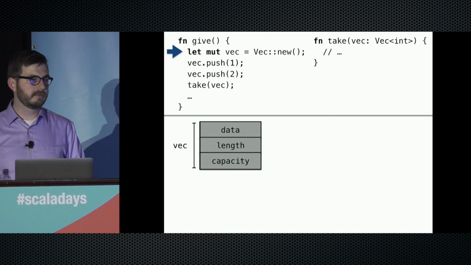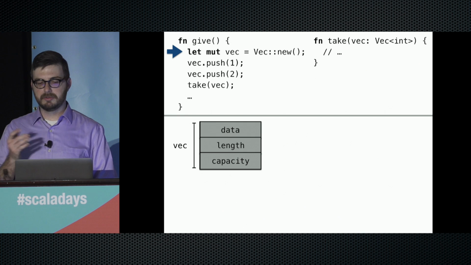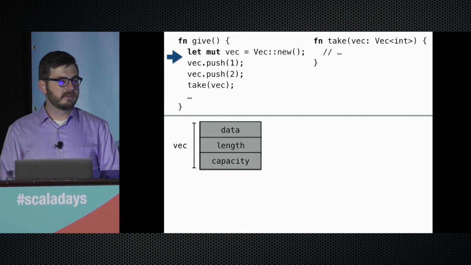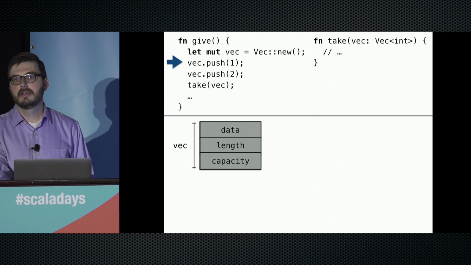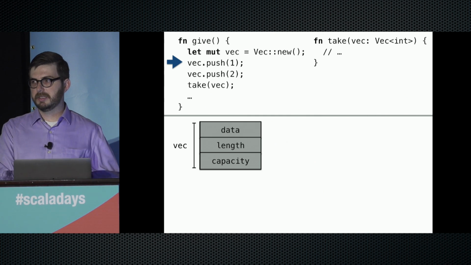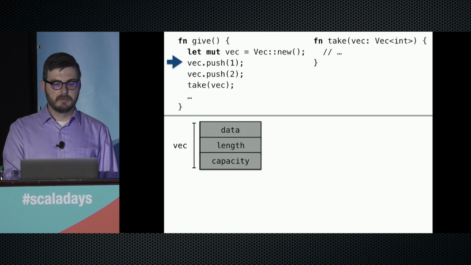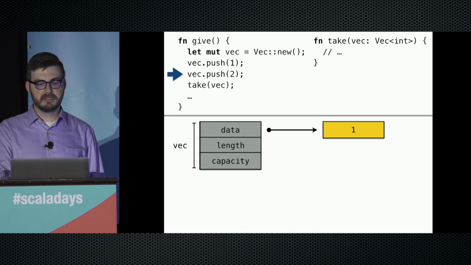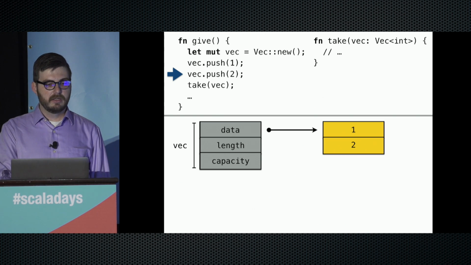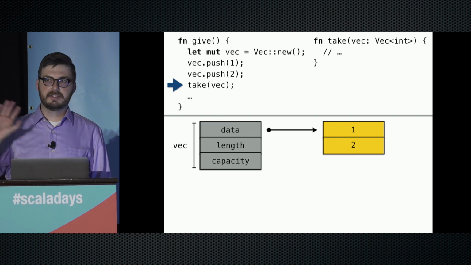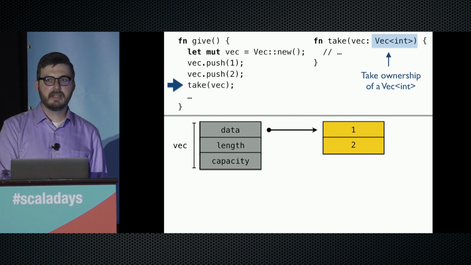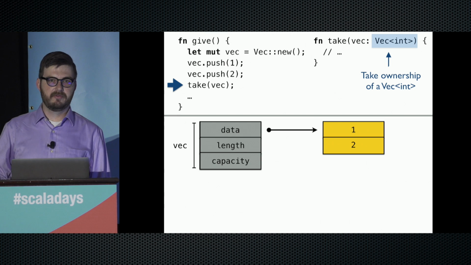So this is some code in Rust. Looks vaguely similar to the C++ code. So here we're allocating a new vector on the stack. And notice the layout here is the same as it was with C++. We push on an element. That creates a heap allocation. We push on another element. All is well and good. OK, and now we're going to pass this vector to the function take. And take has as its argument type Vec.